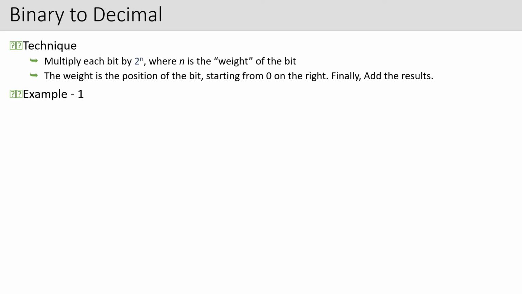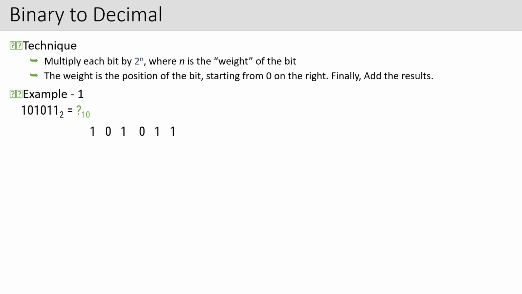So, example 1. Say I have the binary number 101011. Now, how many bits does it consist of? 1, 2, 3, 4, 5, 6. So this binary number contains 6 bits. It's a 6-bit binary number. I want to convert it into decimal.